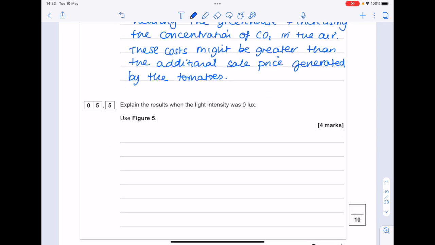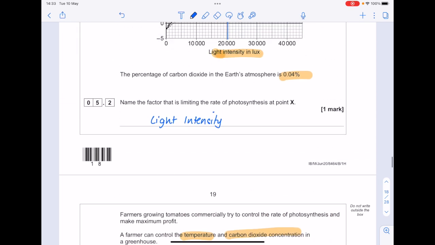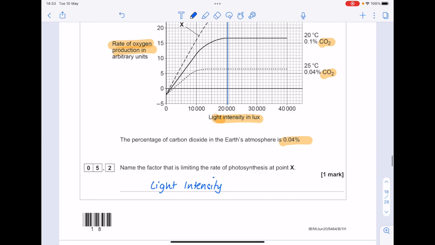Explain the results when the light intensity was 0 lux. Wow, very little photosynthesis taking place, and in fact you're seeing oxygen actually being used up here because we've reached negative levels. So remember, what process requires oxygen? It's respiration. So we also need to talk about that in our answer.